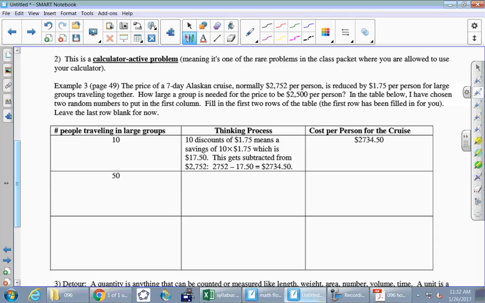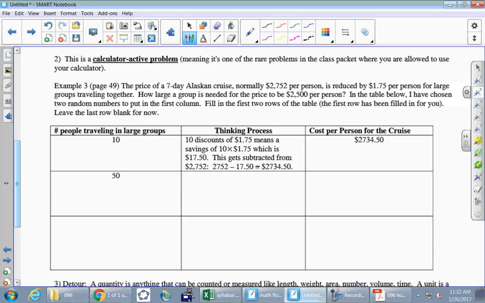So for example, the first column here, number of people traveling in large groups. I'm just making up a number, 10 people. So if there are 10 people, then we get 10 discounts of $1.75 each. So how would I figure out the total discount? What am I doing with 10 and $1.75? Multiplying them. Okay, that's easy. 10 times $1.75 is $17.50. Is that the new ticket price?